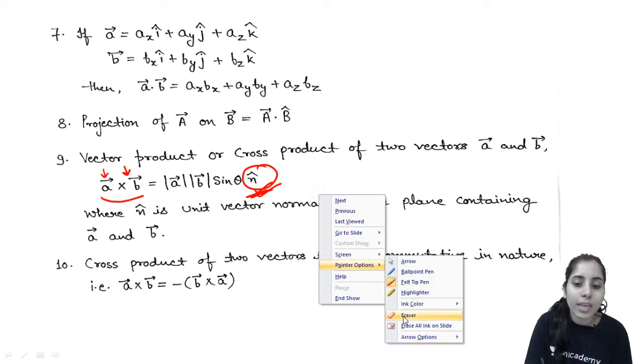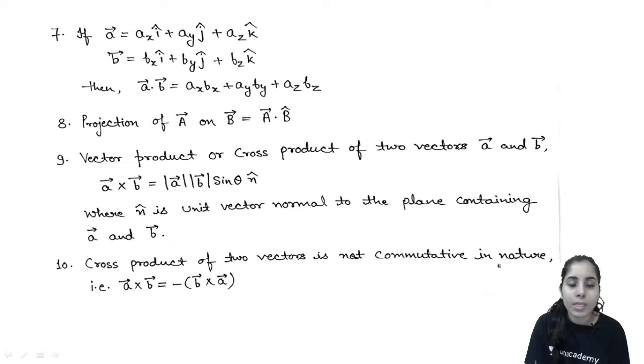Or the plane which is containing both the vectors A and B. As you can see, I have mentioned it here.